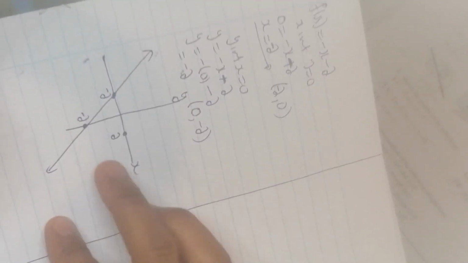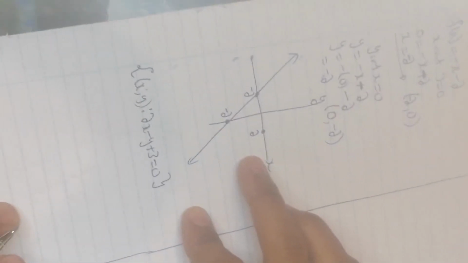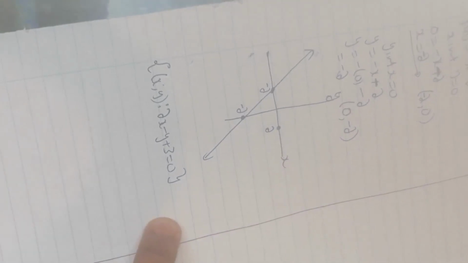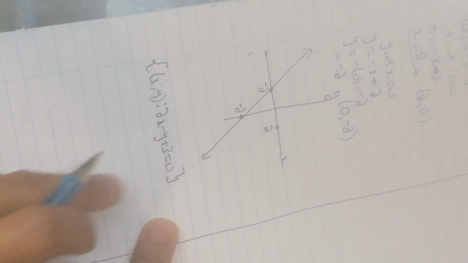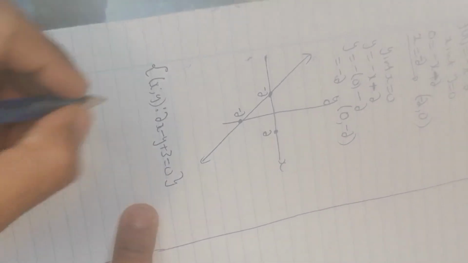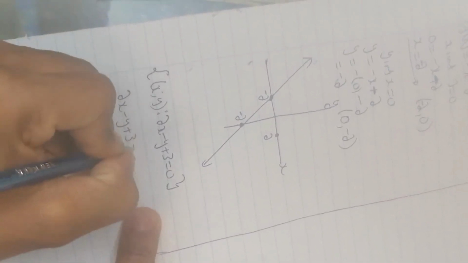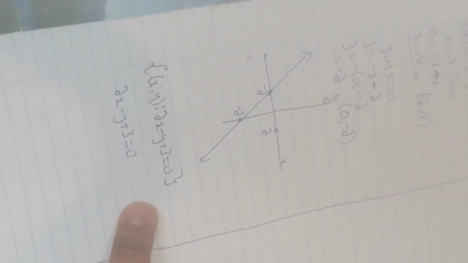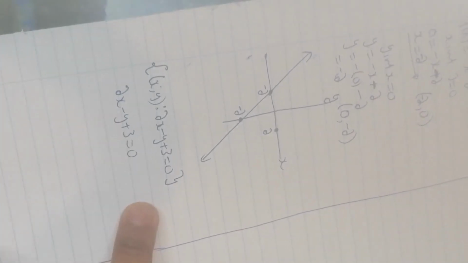They say x and y mapped onto 2x minus y plus 3 equals to 0. And this is what I have. So the first thing I will do is to write this in a standard form. 2x minus y plus 3 equals to 0. Remember, writing in a standard form requires that you make y the subject of the formula.